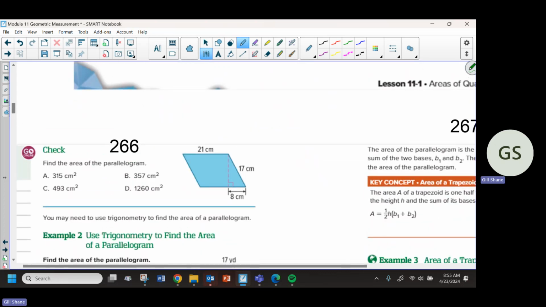For Calvin, he probably has his pages done, 266. The very top, the check problem. So it's multiple choice, so you'll know. So draw that out really quickly. It doesn't have to be perfect. It is a parallelogram. So we're going to talk and review next class a little bit about parallelogram.